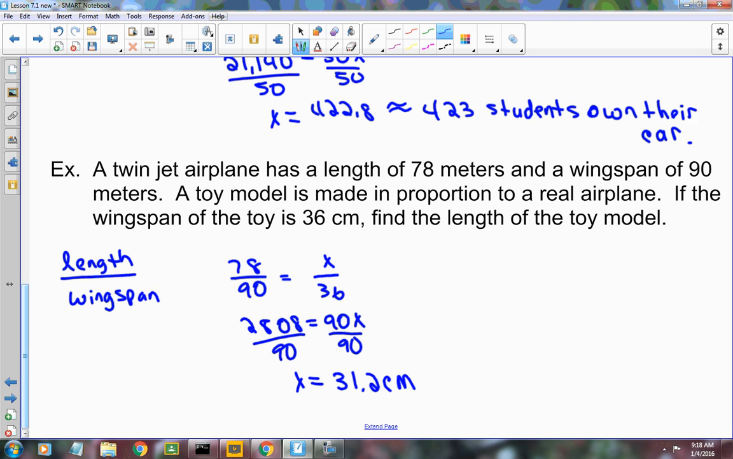Now, did you notice that this was meters here and this is centimeters? Does that matter? Not really. We are comparing length to wingspan on one side and length to wingspan on the other side. So if we've got meters to meters, we can have centimeters to centimeters. Okay, as long as it's proportional, we're okay. You just have to realize that since this left side represents the actual, it's in meters. The right side represents the toy, and it's in centimeters. So when I get my final answer, it's going to be in centimeters.